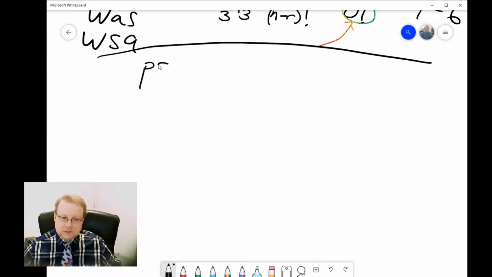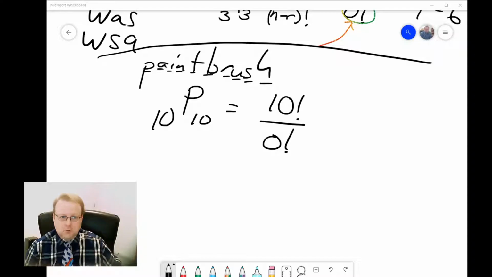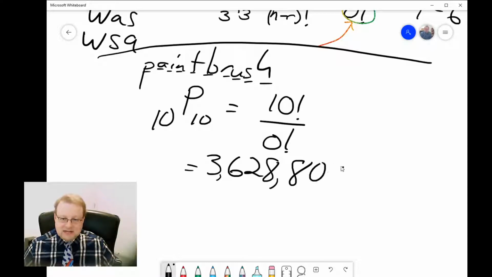What if the word is paintbrush? Well, we can count 1, 2, 3, 4, 5, 6, 7, 8, 9, 10. So if we're doing 10 permute 10, this is going to be 10 factorial over 0 factorial, or 10 factorial possibilities. Now, 10 factorial possibilities works out to 3,628,800 options.